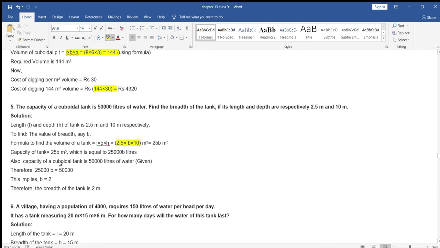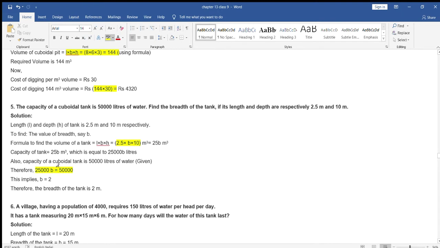Now we can do either of the things. We can convert these liters into meter cube, or we can convert this meter cube into liters. It's up to us, whichever we find easier. Here we have converted the volume into capacity in liters. Now the capacity is also given to us, so by equating both of the terms, we get the result.